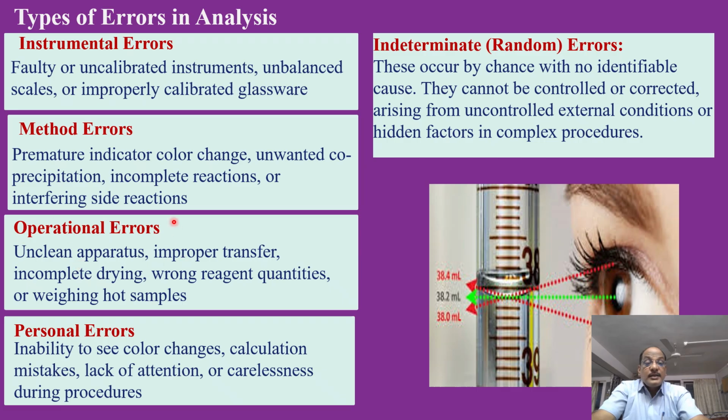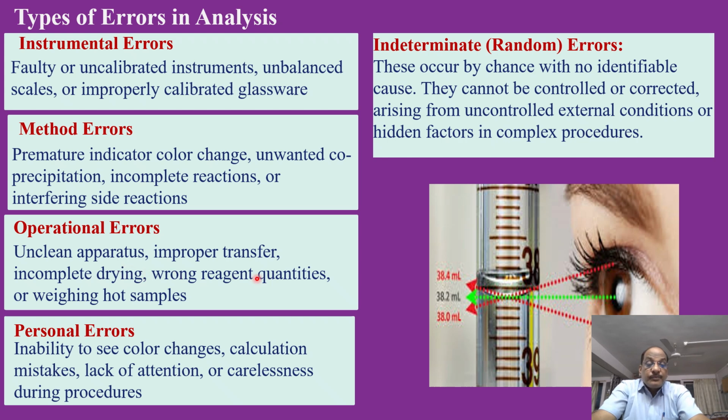Another error is operational error. What is operational error? It is unclean apparatus, improper transfer, incomplete drying, wrong reagent quantities, or weighing a hot sample. As I have already told you, we have to adopt the exact procedure step by step while doing analysis. First of all, apparatus plays a pivotal role in chemical analysis. You must clean the apparatus and dry it before each and every experiment, not only in case of analysis. For each and every chemical experiment, our first aim is to clean and dry the apparatus.